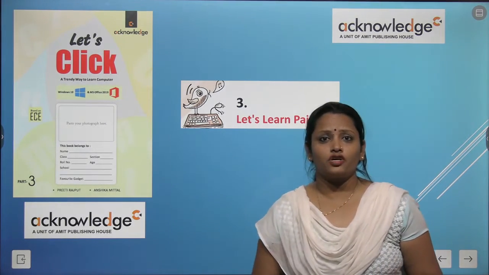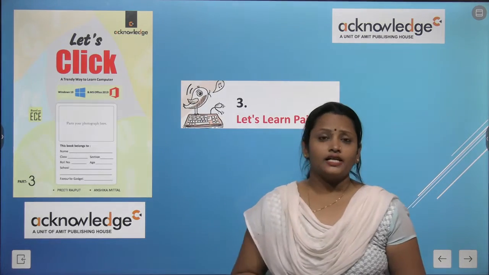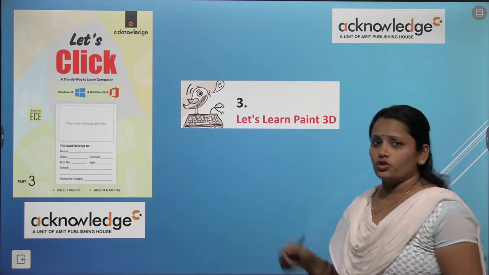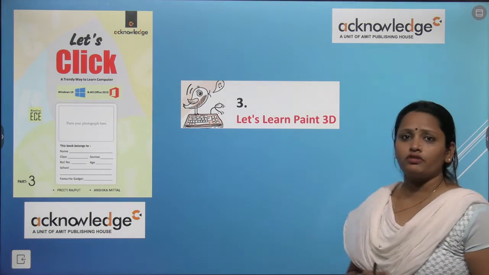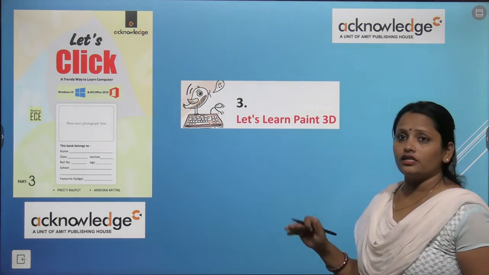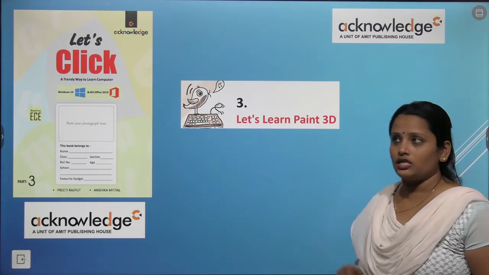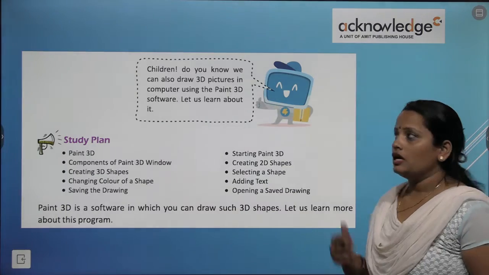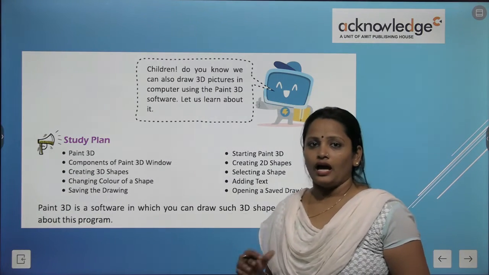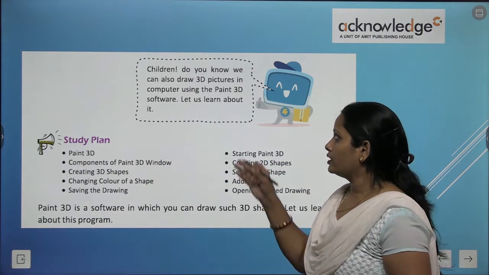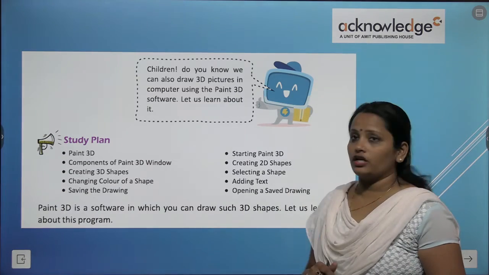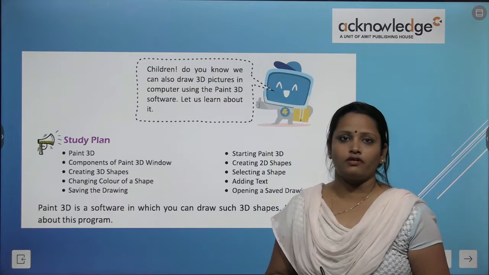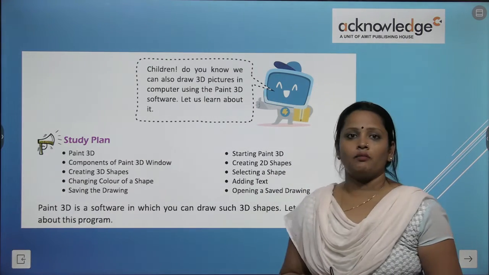This is the cover page of your book. Let's click a trendy way to learn computers. So children, today we are going to do chapter 3 and the name of the chapter is Let's Learn Paint in 3D. So children, in this chapter we are going to learn about the paint program and in 3D form. Do you know that we can also draw 3D pictures in computer using the Paint 3D software? Let us learn about it.